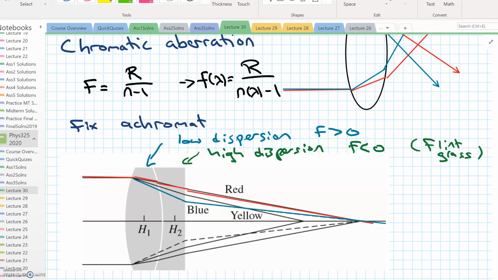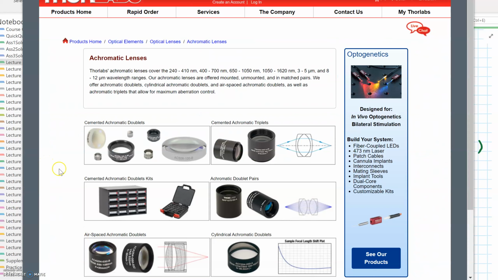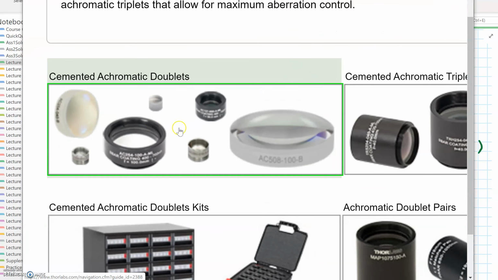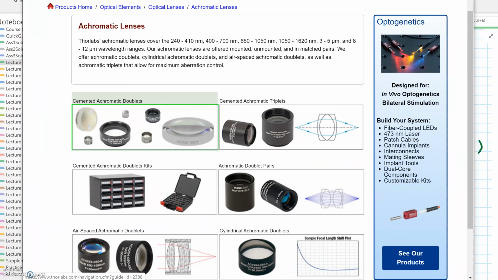This goes for the objectives in a microscope too. If you have a highly dispersive objective, you get really bad chromatic aberrations in your image. And you can buy these off the shelf. They're typically two lenses that are cemented together. So if we go back to our site that we were showing before, where I tend to buy my optics for my lab, we have these cemented achromatic doublets. And you can buy them off the shelf.